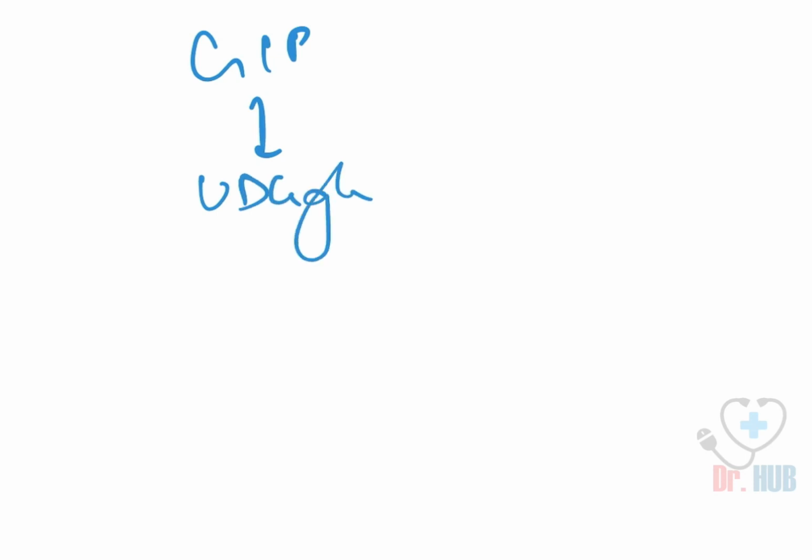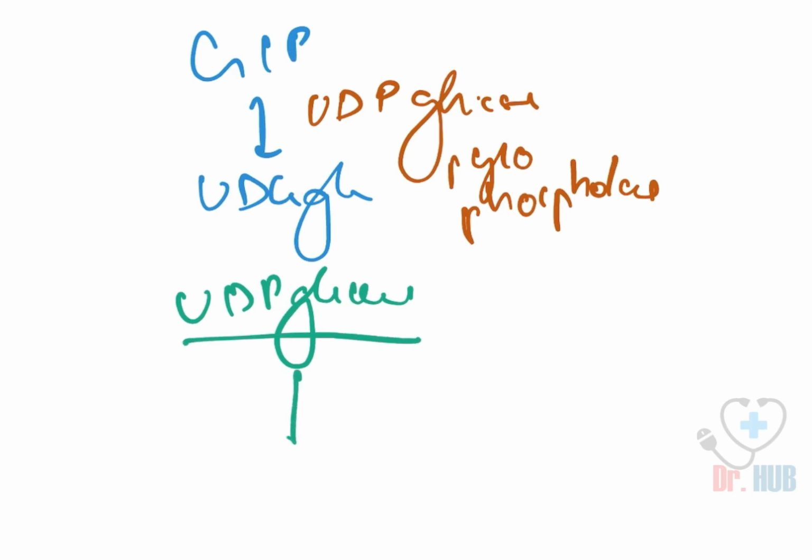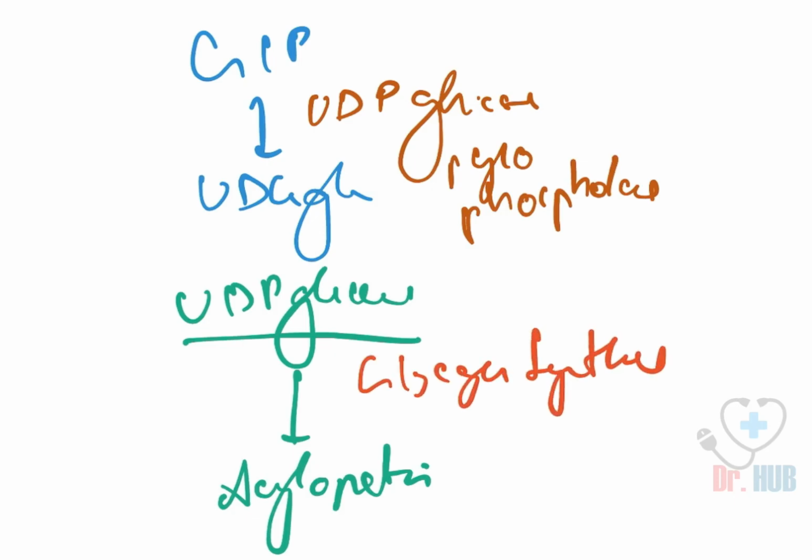Now jumping a bit into detail. Here we saw that the glucose 1 phosphate is converted to the UDP glucose. The enzyme involved here is the UDP glucose pyrophosphorylase. Next, in the case of the UDP glucose, the UDP glucose gets converted to the amylopectin. This happens in the presence of a particular enzyme, that is the glycogen synthase.